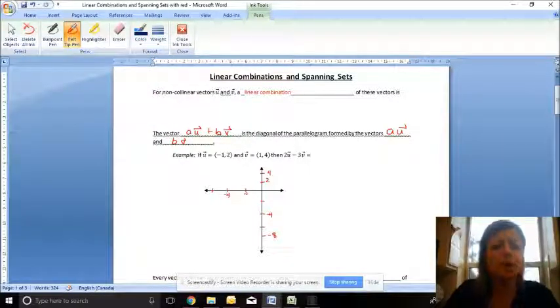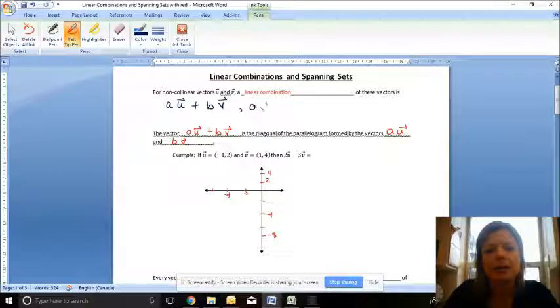So if you have two non-collinear vectors, u and v, a linear combination of these vectors is if you take any scalar a and multiply it by u, plus any scalar b and multiply it by v. Okay, and I'm just going to clarify that a and b are scalars by saying they're in the set of all real numbers. So really, it's taking those two vectors and adding them together, but it can be shorter or longer versions of those vectors to create one single resultant vector.